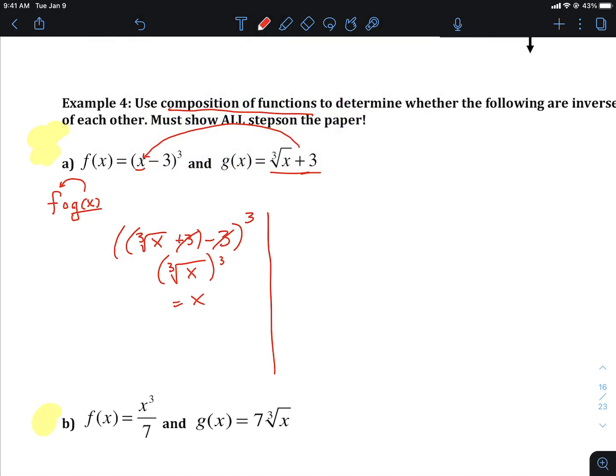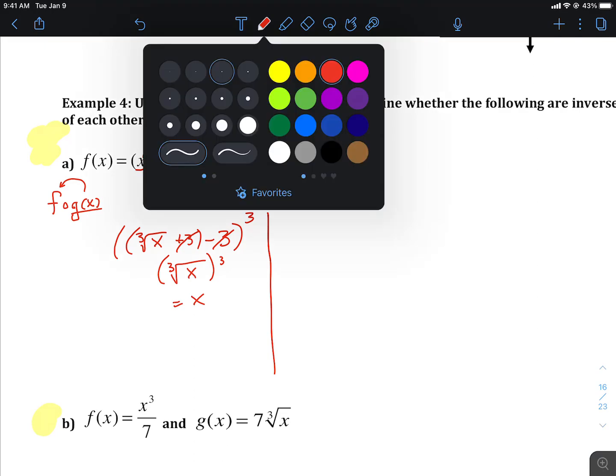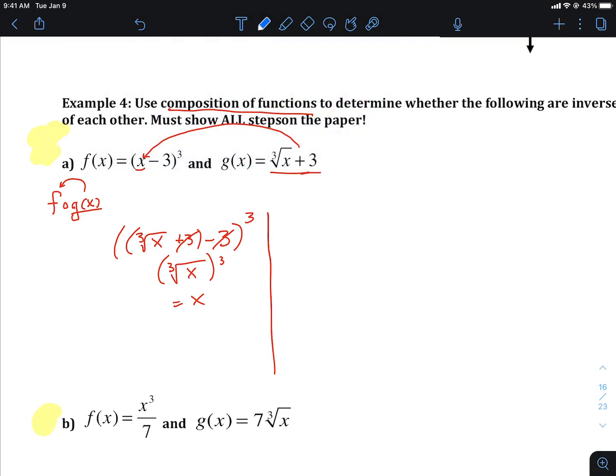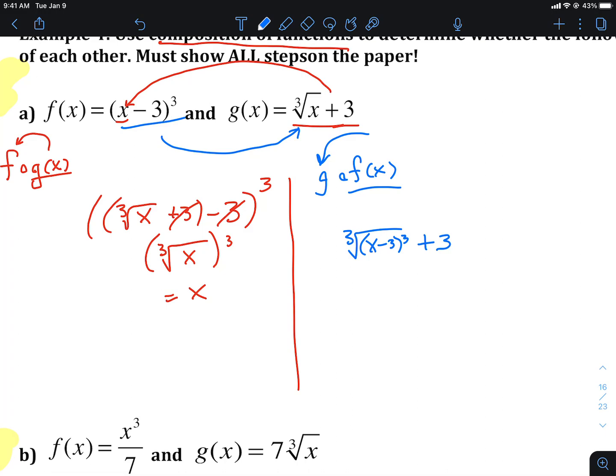Okay, now the next one here is going to be the total opposite here. We'll go g of f of x. So that's f into g. So there's that right there. So we'll go x minus 3, kind of like that whole thing cubed, and then plus 3. More times than not, these steps here, they're going to simplify in a completely different order. So let's look here. When you cube a cube root, or I'm sorry, I guess I should say when you cube root a cube, those would cancel right there.